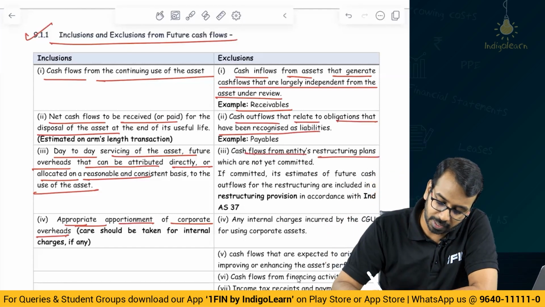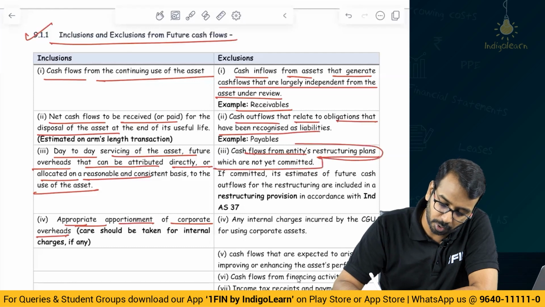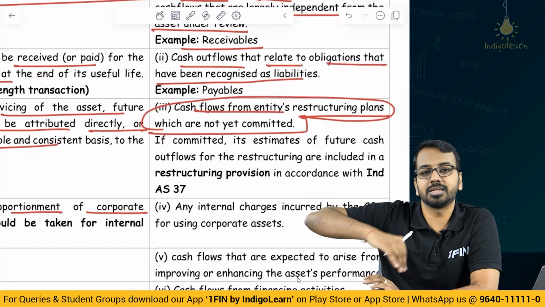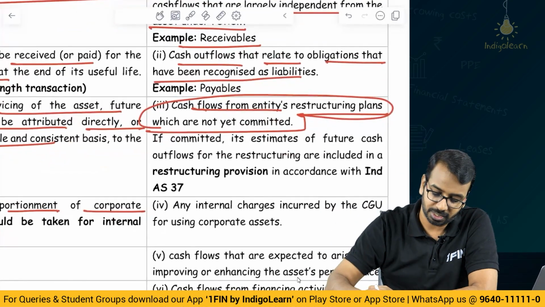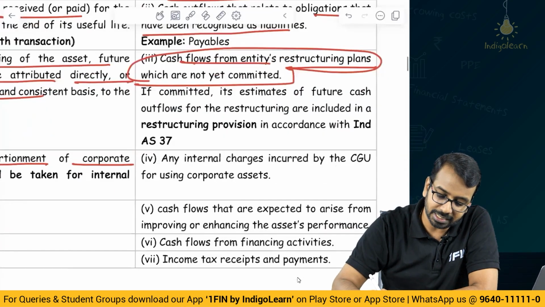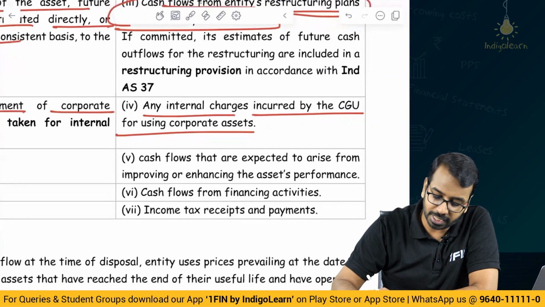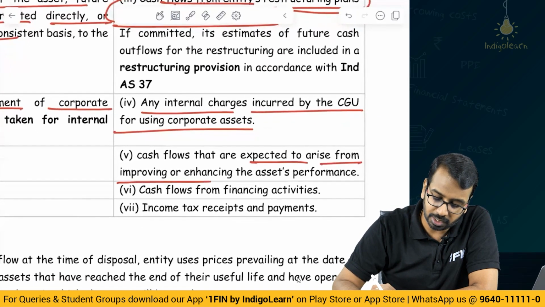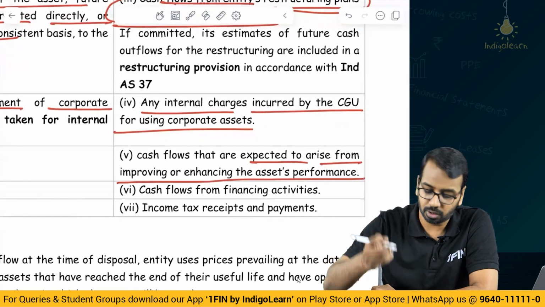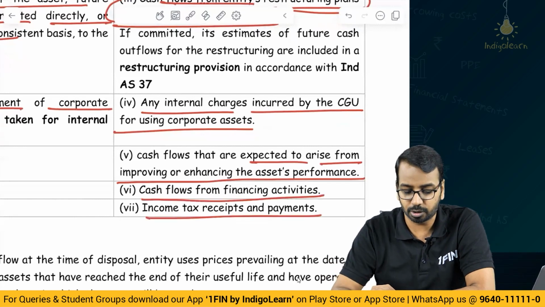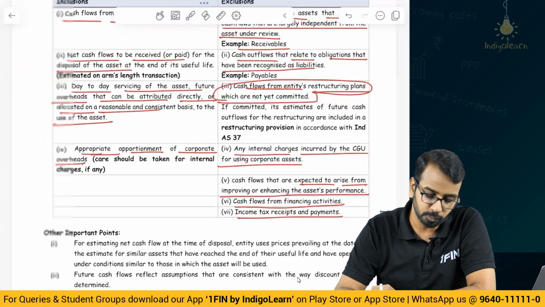Cash flows from entity's plans which are not yet committed, this is very important. Restructuring plans which are not committed, for that neither you will consider the outflow nor you will consider the inflow. Any internal charges incurred by the CGU for using corporate assets, that you will not include. Cash flows that are expected to arise from improving or enhancing the asset's performance, that you will not include. Cash flows from financing and income tax receipts and payments. So this you have to remember, what to include and what not to include.